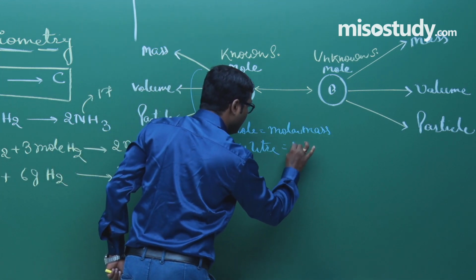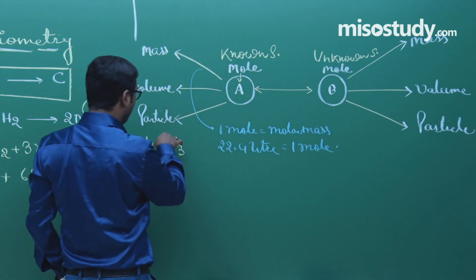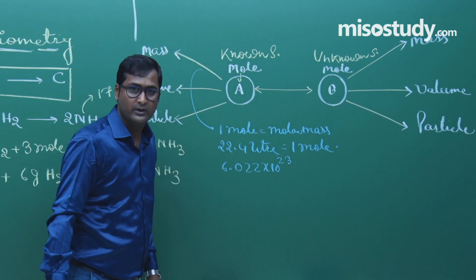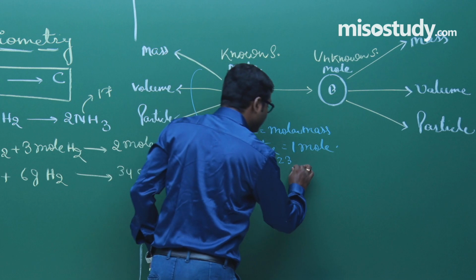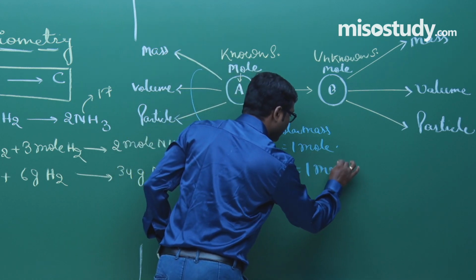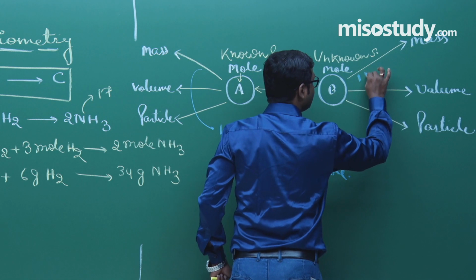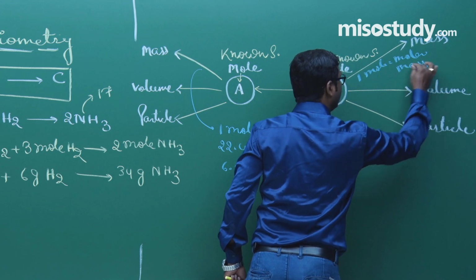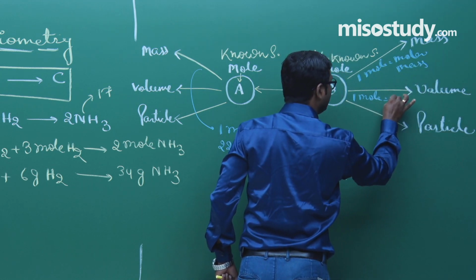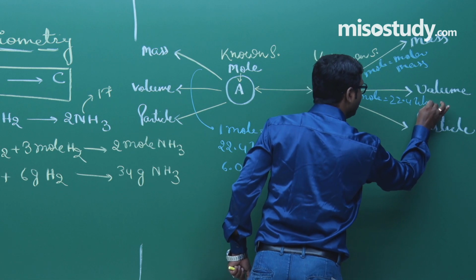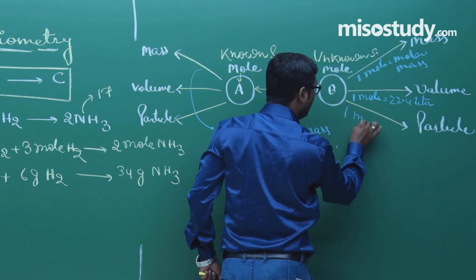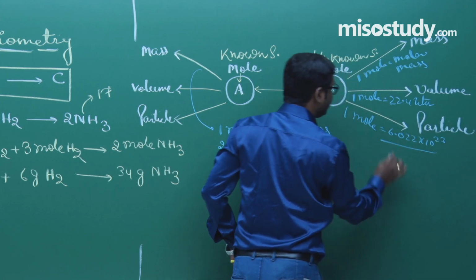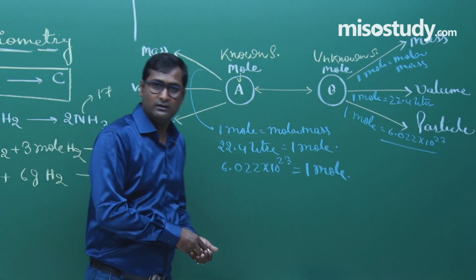Now, the second one: as we know, 22.4 liter is equal to 1 mole. And 6.022 into 10 to the power 23 particles, that is units, maybe atoms, maybe molecules, is equal to, my friend, 1 mole. Similar is the case: here 1 mole is equal to molar mass, here 1 mole is equal to 22.4 liter, and here 1 mole is equal to 6.022 into 10 to the power 23 atoms or molecules or any units.